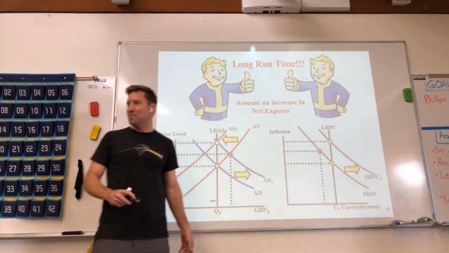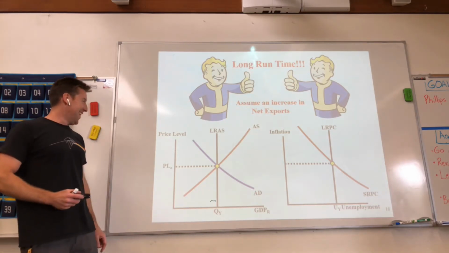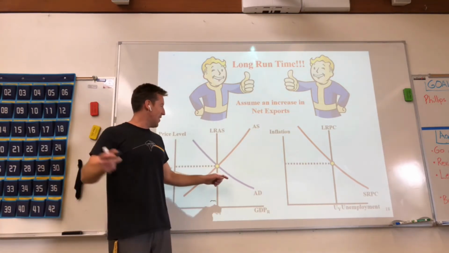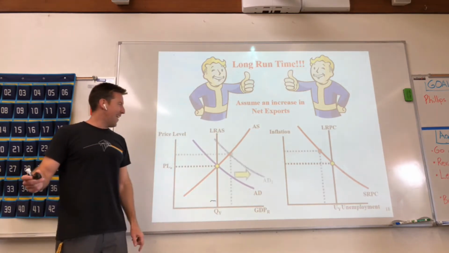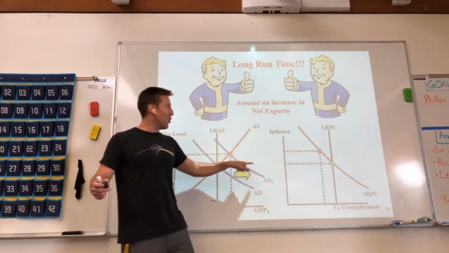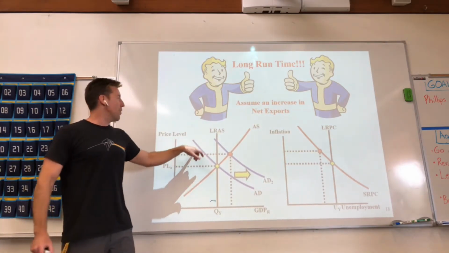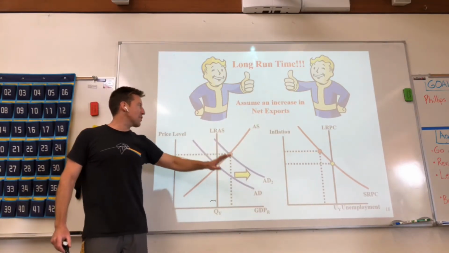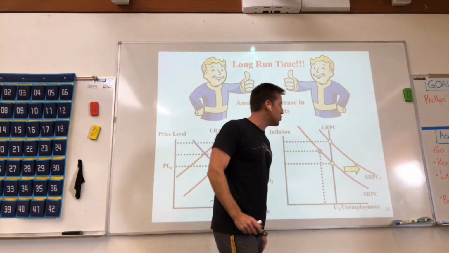Want me to do this again? I'm going to do it again. Aggregate demand shifts. Therefore, we have a movement along our short run Phillips curve. Price level went up. If I go long run, aggregate supply's got to shift to the left, which results in a shift to the right of our short run Phillips curve.